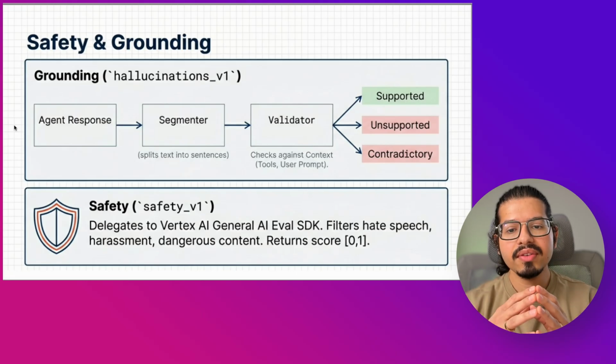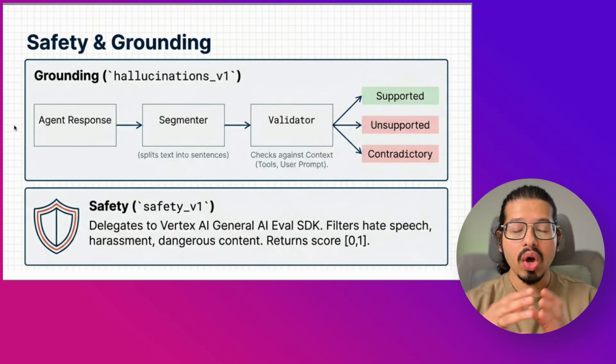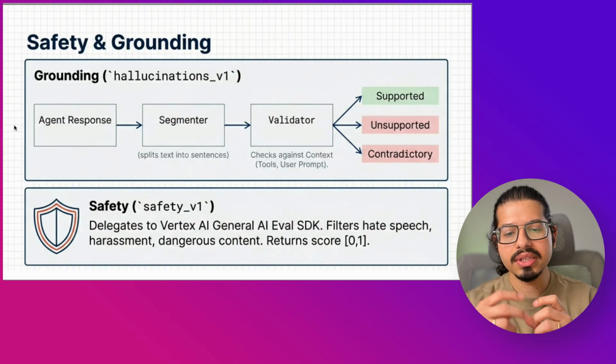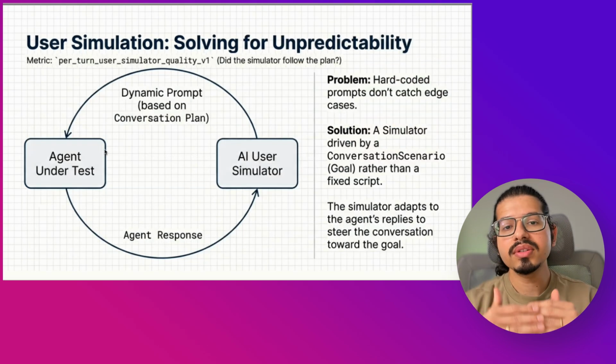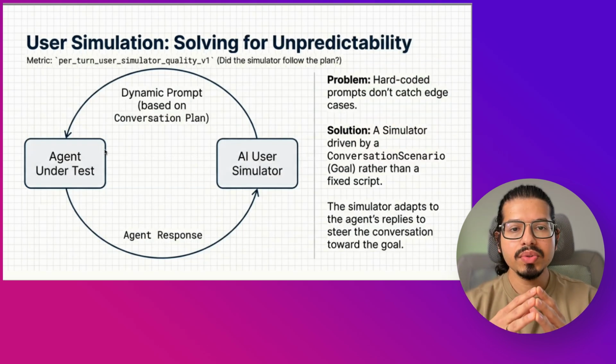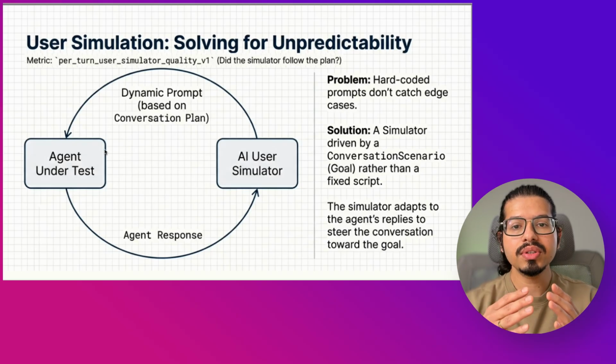For safety, we have the safety_v1 metric. It focuses on mostly filtering harmful or unsafe content and is mostly used for user-facing applications. Lastly, we have user simulation. The metric used is per_turn_user_simulator_quality_v1.